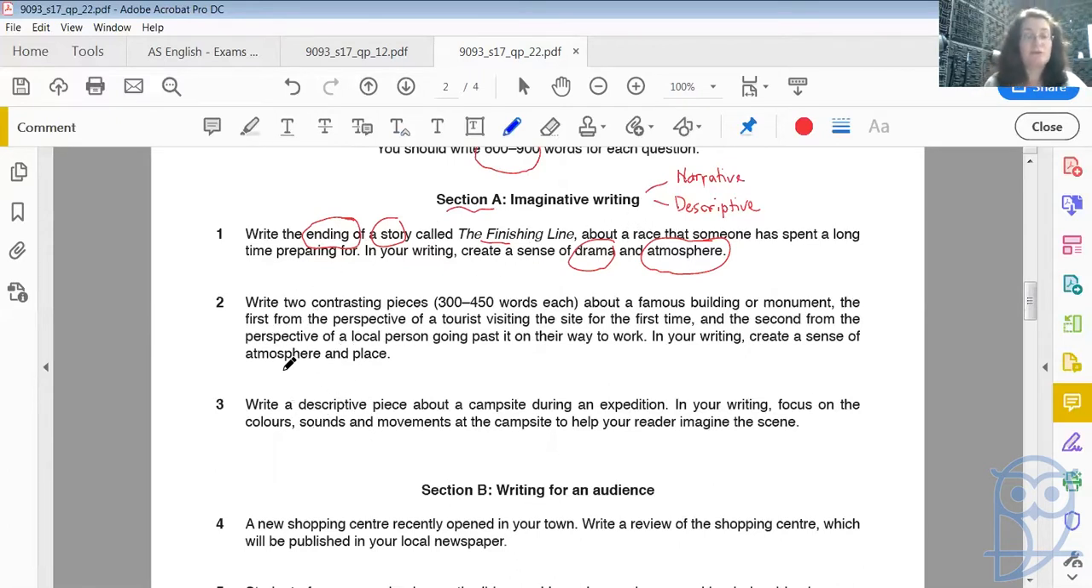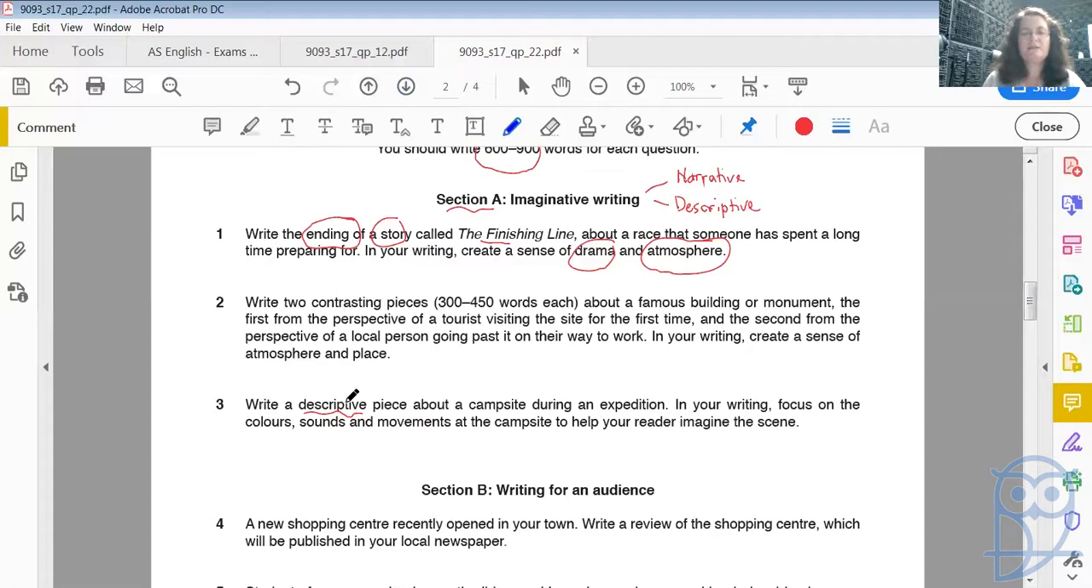You can read number 2 for yourselves. Write a descriptive piece about a campsite during an expedition. So it's descriptive. You're going to pull on the senses. You're going to capture a moment in time. Yes, things can happen, like storm clouds can move over on the horizon, or snow can start falling, or the wind can start blowing, but there's not a storyline per se. It's not all about Jack meets Jill and they go up the hill to fetch a pail of water, for example, okay? You've got to keep things focused on description.